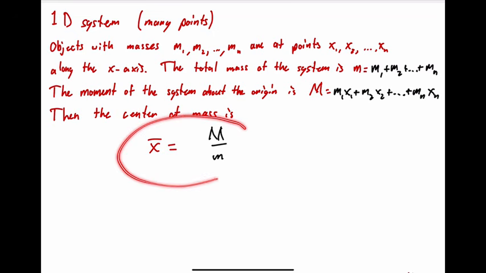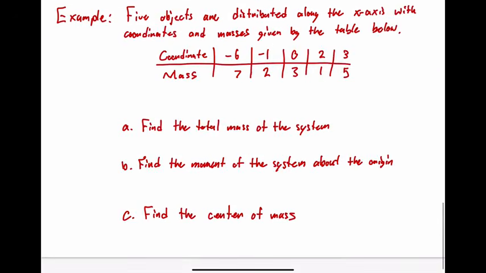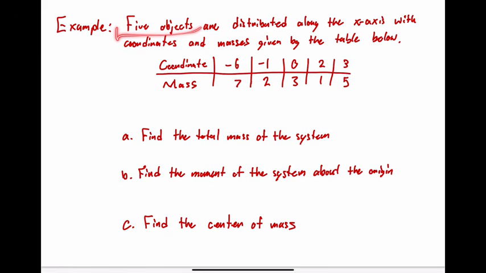This is a generalization of the formula that we just saw for two masses, and this can be applied to any number of masses distributed along the x-axis. Let's work through an example where we apply this formula. In this example, 5 objects are distributed along the x-axis, and we're given these coordinates.